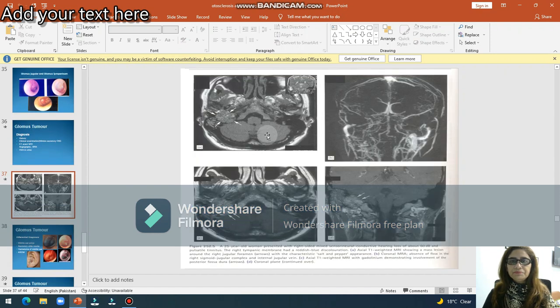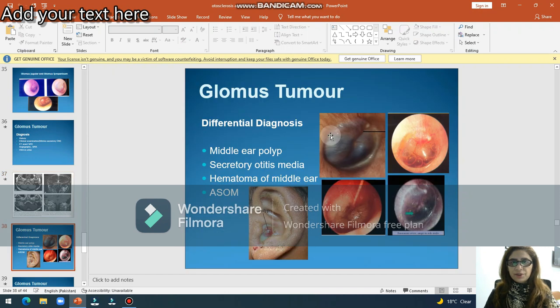You can see the tumor on MRI, and this is the main blood vessel that is supplying the tumor. This is MRI with contrast. Differential diagnosis: middle ear polyp, secretory otitis media, hematoma of the middle ear. In glomus tumor you can also see this type of tympanic membrane. So how will you differentiate?